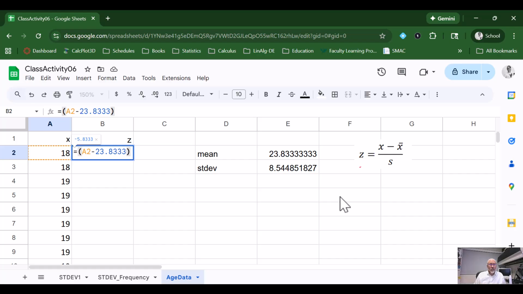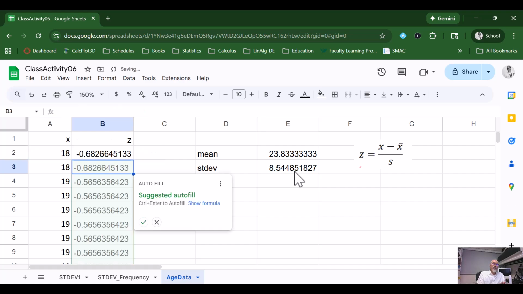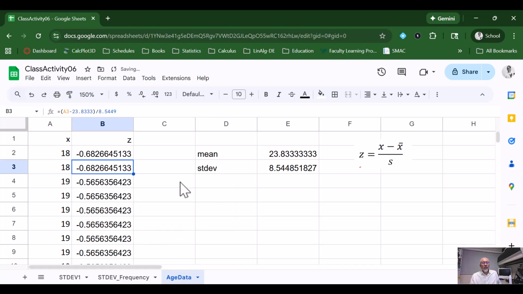And then I'm going to close the parentheses, and then I want to divide by the standard deviation. So divide by, and then my standard deviation is 8.5448. So that is my formula. I'm going to press enter. And then it's going to ask, do I want to fill it in? I'll say yes, go ahead, because it looks like it's the correct formula that I want. And then it fills it in.